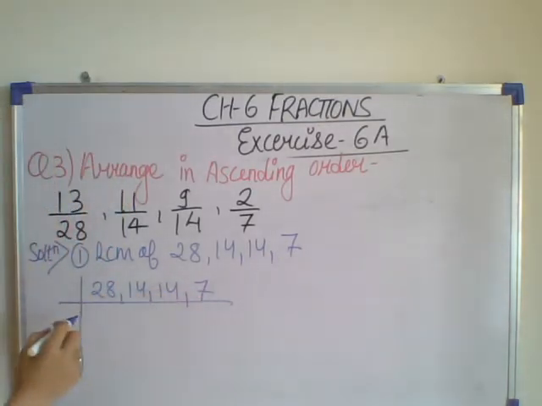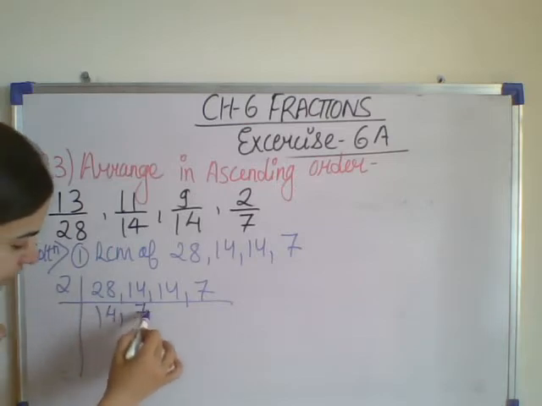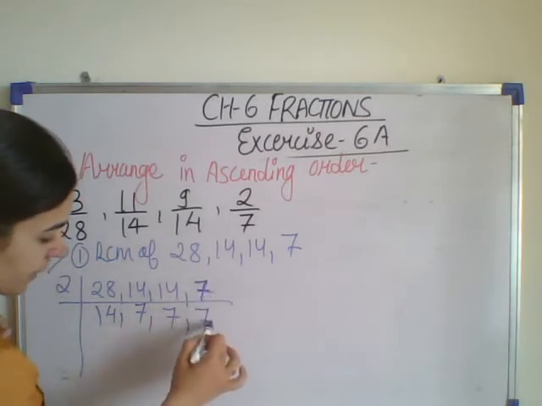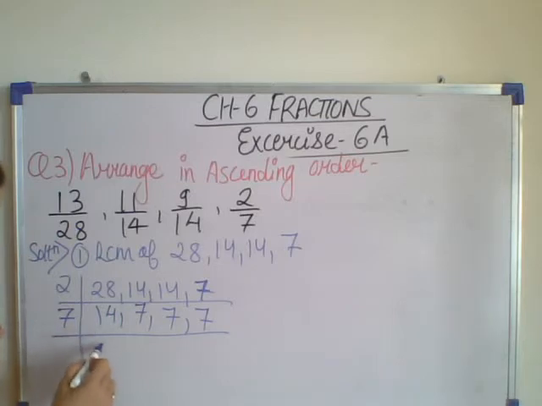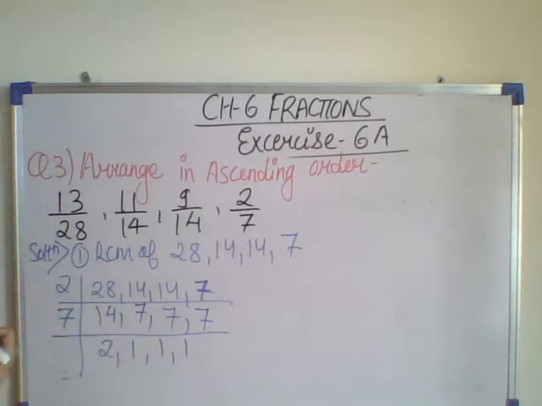So this number I have to divide, that is divided with the 2. So 2 14s are 28, 2 7s are 14, 2 7s are 14, 7 is not divisible by 2, I am writing it as it is. Now this number is divisible by 7, 7 2s are 14, 7 1s are 7.